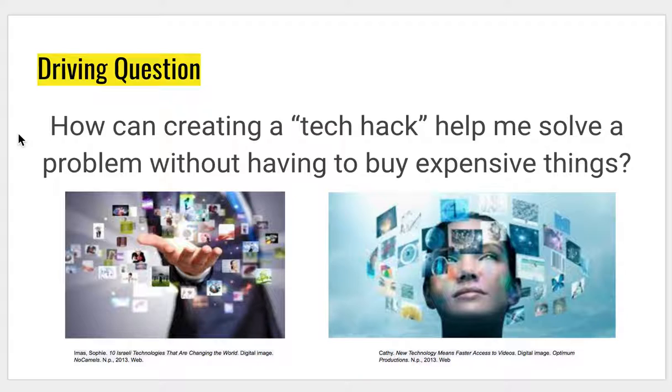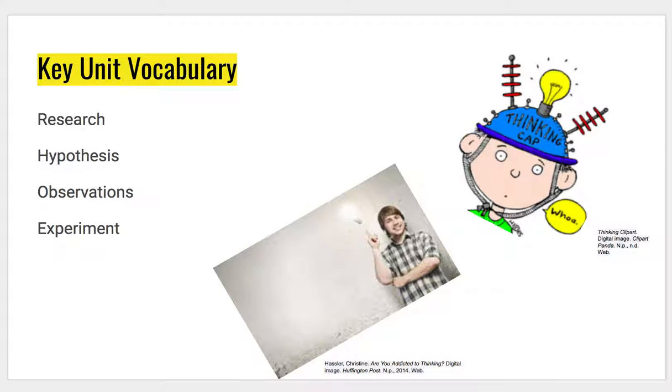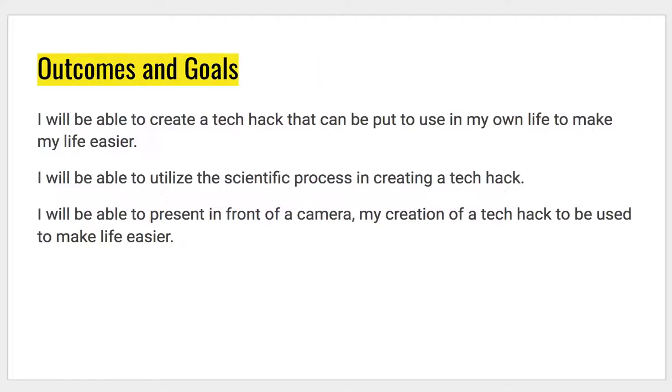As you go through the first week's work, you'll learn what a tech hack is. Your key unit vocabulary is research, hypothesis, observations, and experiment, and then your standards follow on the next couple slides. Your outcomes and goals for this unit: first of all, you'll be able to create a tech hack that can be put to use in your own life to make your life easier. You'll also be able to utilize the scientific process in creating a tech hack, and you'll be able to present in front of a camera your creation of a tech hack to be used to make life easier.